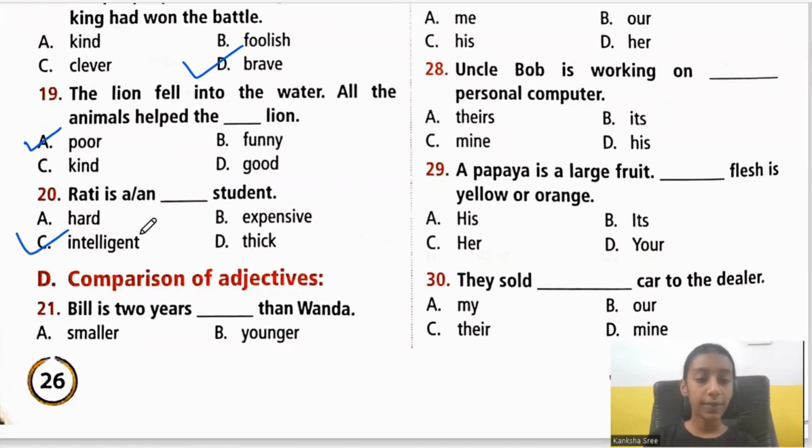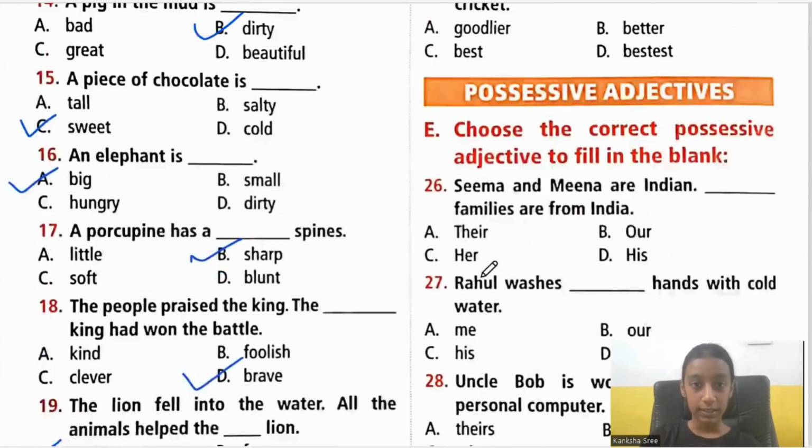Next. Here we are going to what I've told you, degrees of comparison. Okay. Comparison of adjectives. 21st one. Bill is 2 years dash than Vanda. Here you are only comparing two people. That is Bill and Vanda. So you use the comparative degree. So it is Bill is 2 years younger. You can't say smaller because smaller defines the size, not the age. Okay. So it is younger. Next.